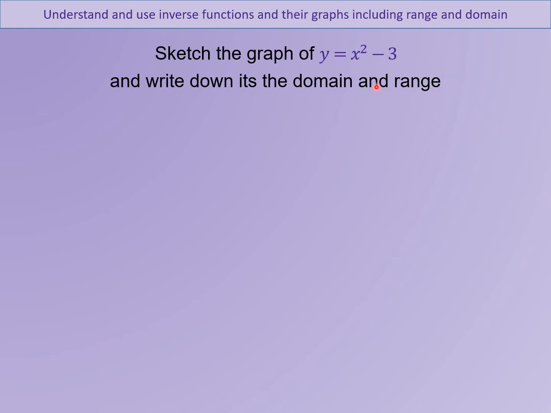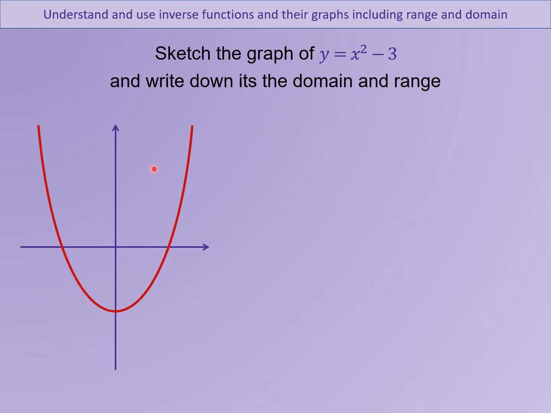Okay, so hopefully you thought, I know what this graph is. It's the x² graph, so that's just a quadratic, it looks like that, like the U-shaped graph, and I'm taking away 3 from it. So the whole graph, my U-shaped graph, drops down 3. So I should get something like that sort of shape.